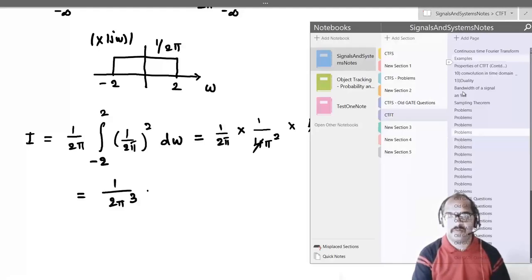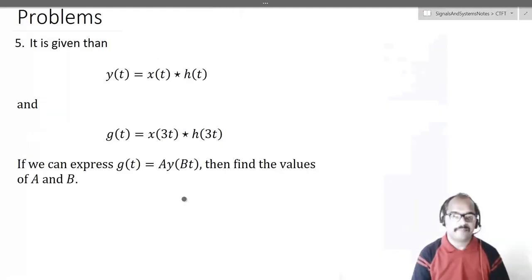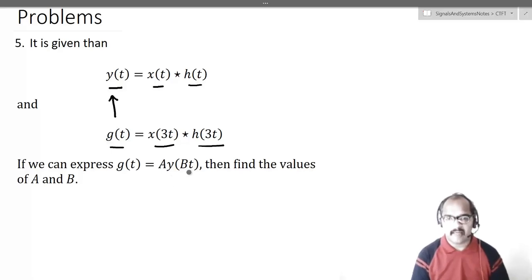Right, so let's go to the next problem, which is this. Okay, fifth problem. So what does it say? It is given that y of t equal to x of t convolved with h of t. Okay, and it is also given that g of t equal to x of 3t convolved with h of 3t. So now the question is, if we can express g of t in terms of y of t like a y of bt, then evaluate the values of a and b.